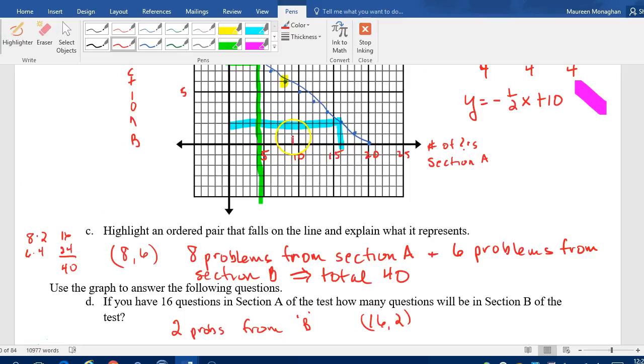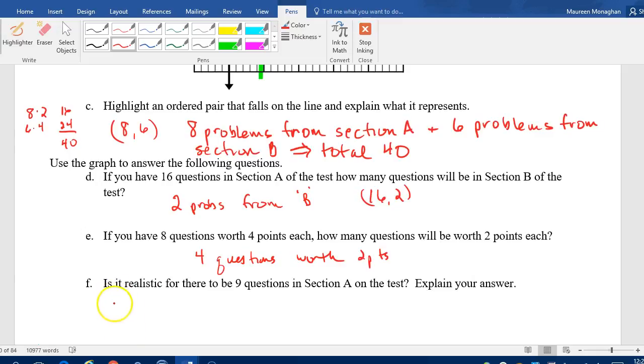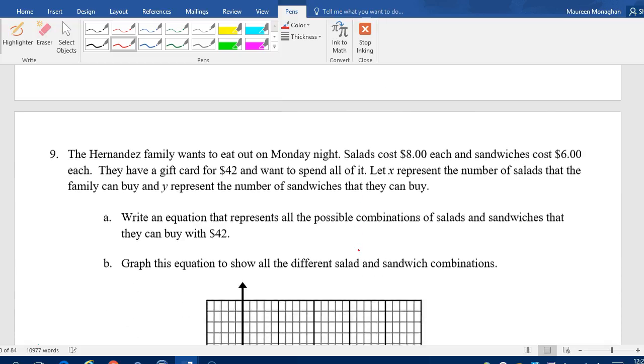Here's 9, and I went up here. Look where I'm going to end up. That's going to be at 5 1/2. So does that make sense? Can you have 5 1/2 questions? No. You can't have 5.5 questions. That just doesn't make sense. Okay? Let's take a look at our next example.